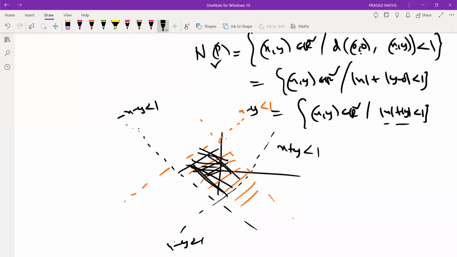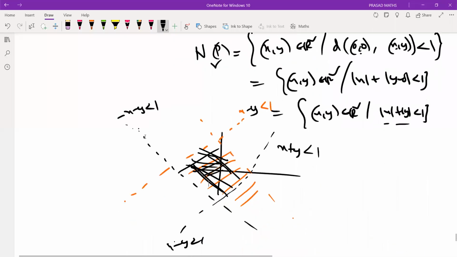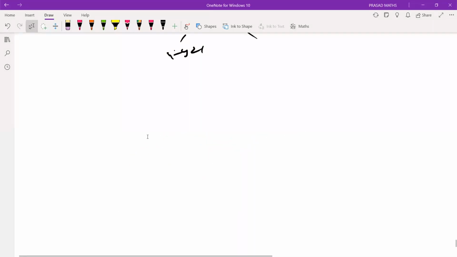But actually this is the neighborhood of a point. Okay, it's okay. So with this I conclude today's class. Any doubts? Any question from your side?